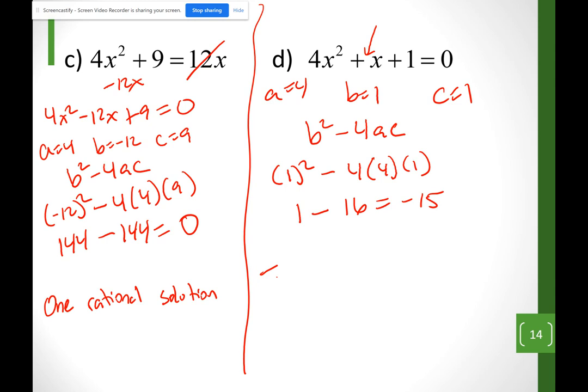What I'm going to write is 2 non-real complex solutions. What it means is that I'm going to have 2 answers, and I'm going to have an i.